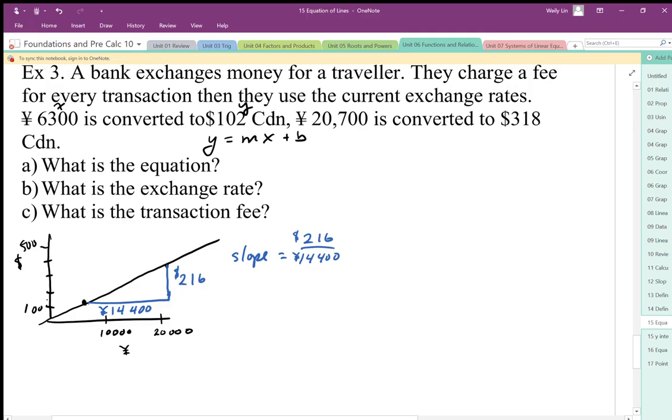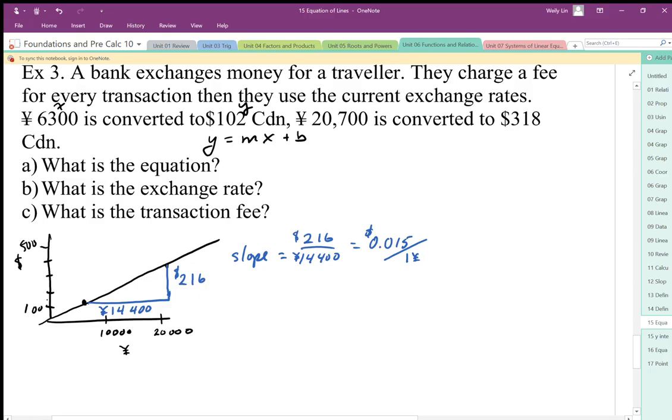Okay, so let's get a calculator out here and calculate this. We have, let's see, 216 divided by 14,400, and that gives me a slope of $0.015 Canadian for every 1 yen. Okay, so that's my slope.